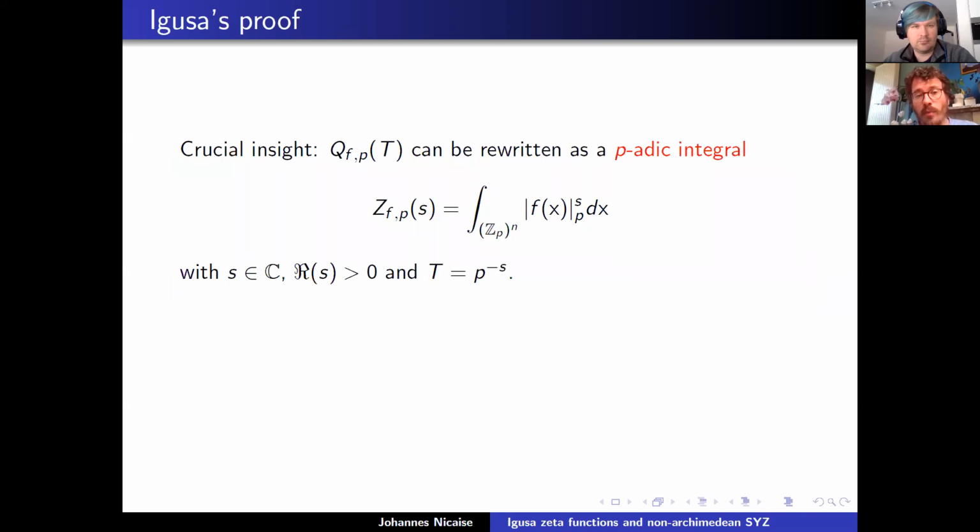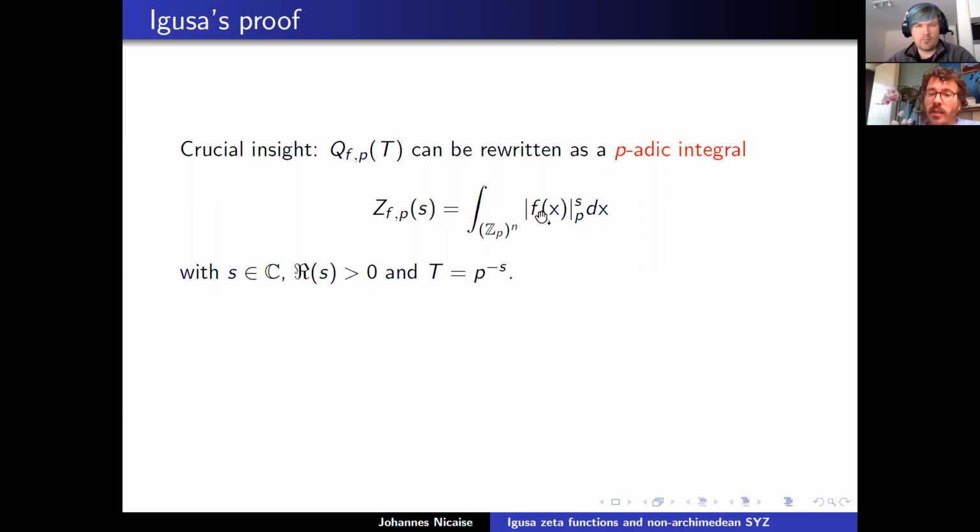So how did Igusa prove rationality of this generating series? Well, the key insight is that we can rewrite the generating series as a p-adic integral. We consider a complex variable s with real part positive, and we perform a substitution t equal to p to the power minus s. Then modulo a simple transformation, our generating series Q_f,p of t can be written as a p-adic integral. So we integrate over Z_p to the power n.